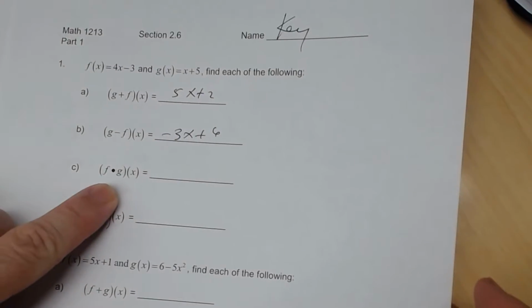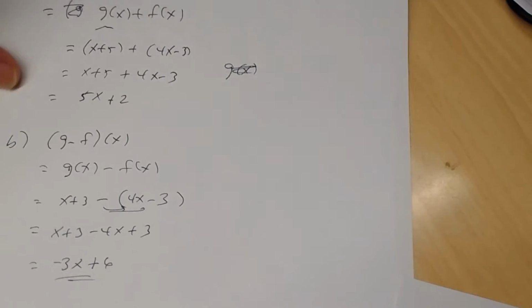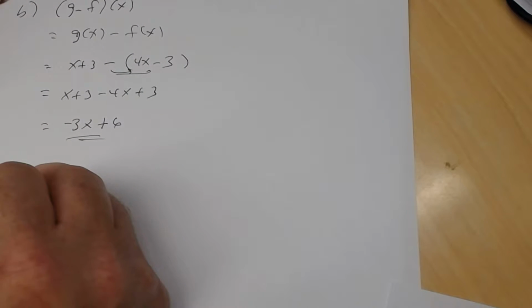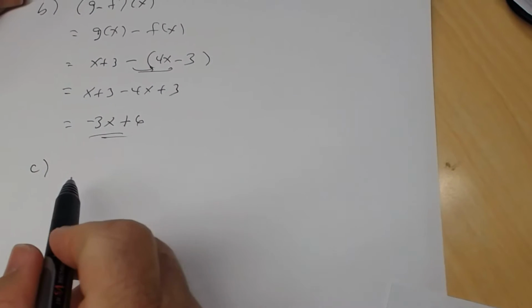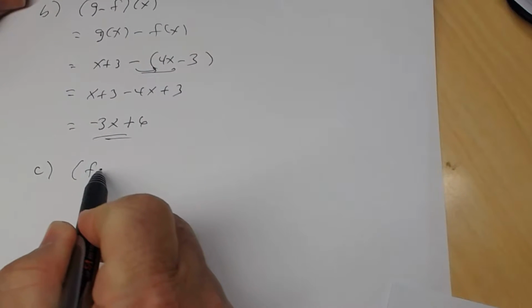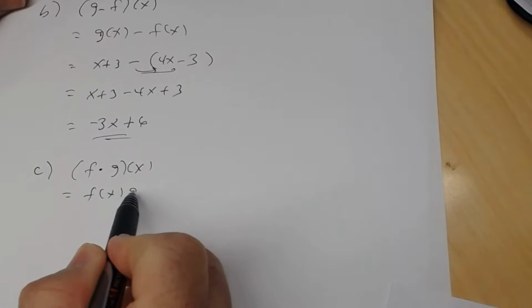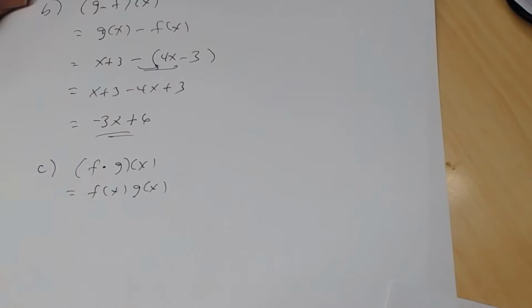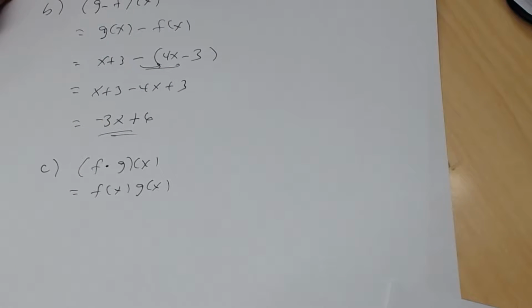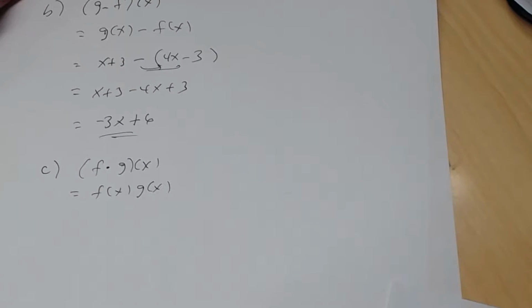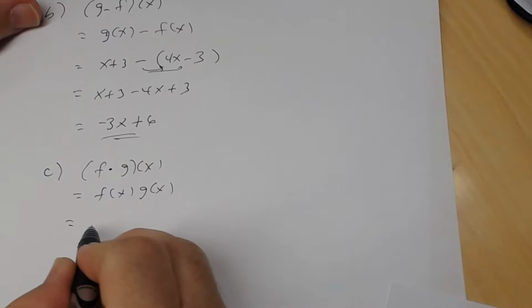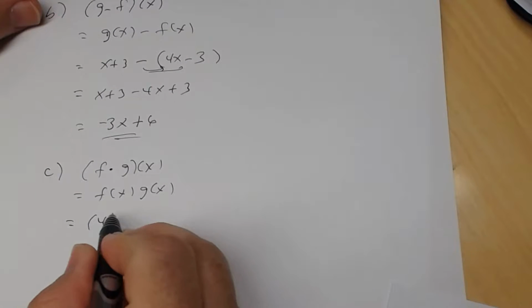Okay, not f, but c. C is where you multiply. So for c, you have f times g at x. By definition, this means f of x times g of x. That's what that means. Now you do need parentheses here in both of those functions, so you have to put both of those functions in parentheses. So f of x is going to be 4x minus 3.